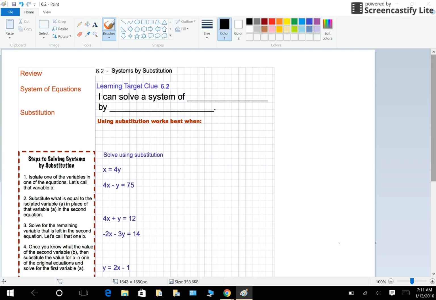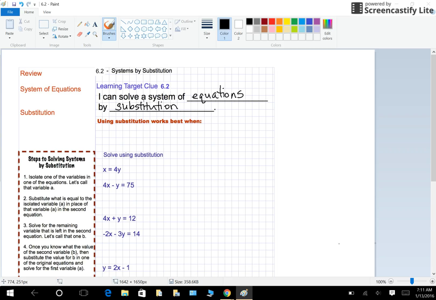And that clue is I can solve a system of equations. So go ahead and write equations. And this time we're going to learn a new way by substitution. We've already talked about graphing, where you can graph each line and see where the two lines intersect. Now we're going to find a way that we can do this algebraically without having to do any graphing.